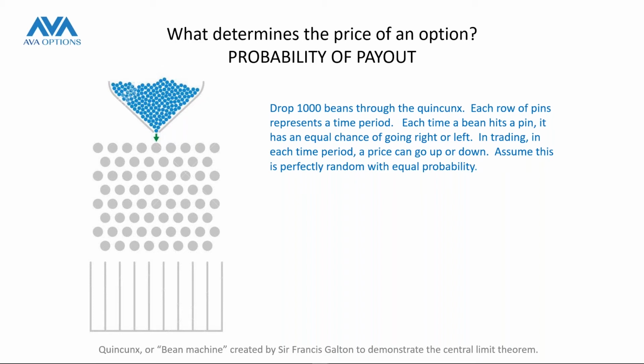Let's say we've got this thing called a bean counter. At the bottom of our page, we've got these bins. At the top, we've got 1,000 beans. And these beans are going to drop through this lattice, which is called the quincunx.